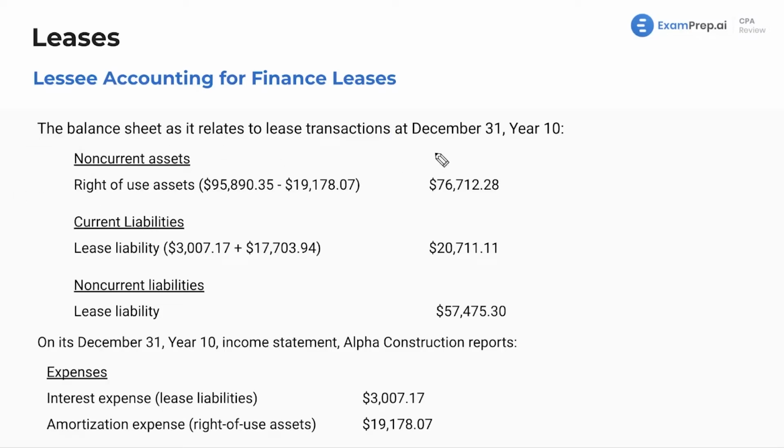Now let's check in at our balance sheet at the end of the first year. The first year is year 10. This is December 31st, the end of the first year. What are we displaying on our balance sheet and our income statement? It's nice to see this here to kind of explain what's going on.